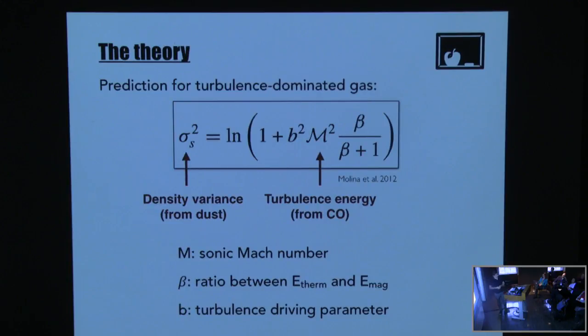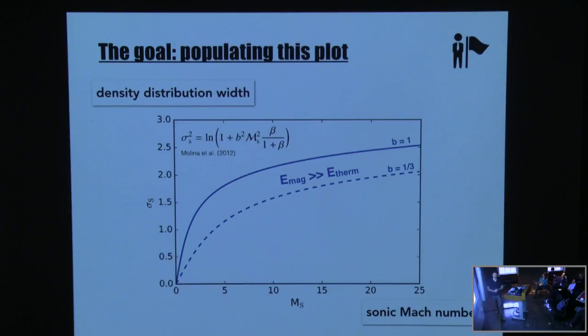And we also want to address this prediction of turbulence-dominated gas. I flash here an example of this. So basically this correlates how the density variance, in our case the width of the column density probability distribution function that we get from the dust, so from PROMISE, relates to the turbulence energy. So here the sonic Mach number is the proxy that we'll get from the width of the CO emission line. And such a prediction would give you something like that.